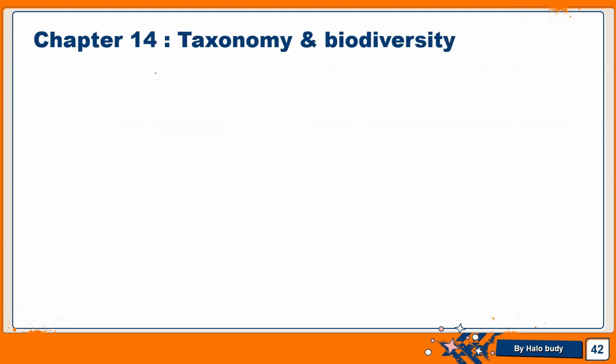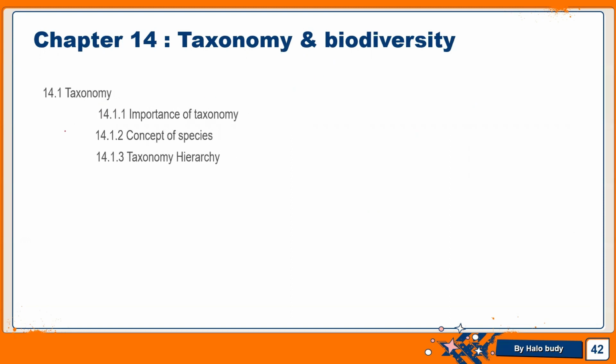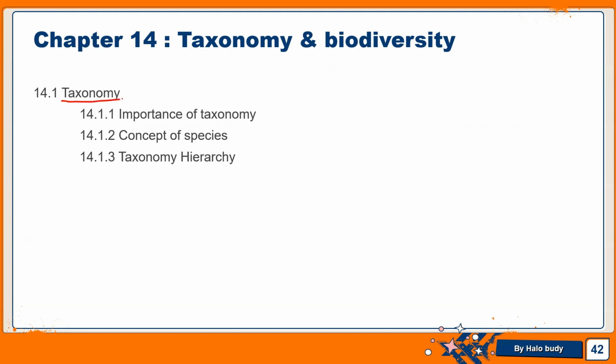For the first chapter, chapter 14 is about taxonomy and biodiversity. The first subtopic is taxonomy. You have to learn what is meant by taxonomy first, and the importance of taxonomy. The second topic is the concept of species. You have to know what a species is. The third topic is the taxonomy hierarchy.